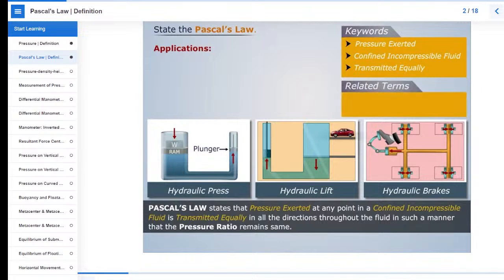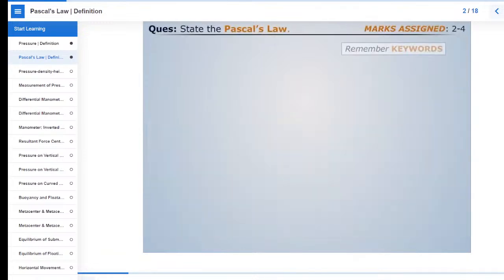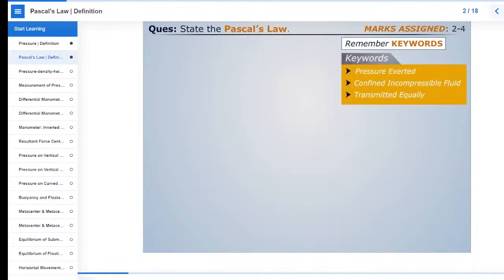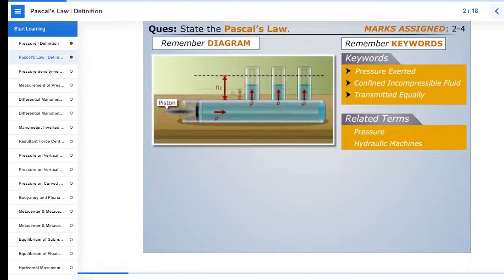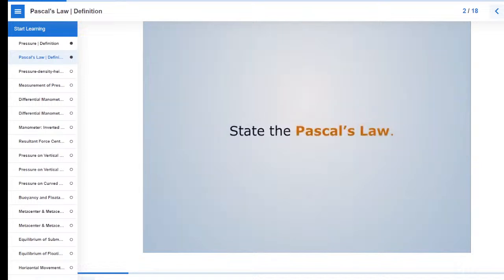The related terms are: Question. Remember keywords. Remember diagram. Remember definition. State the Pascal's law.